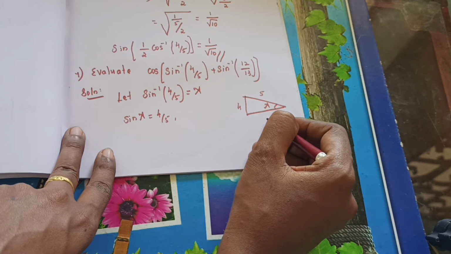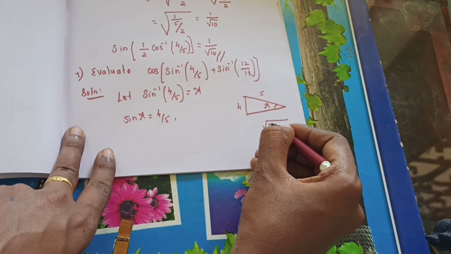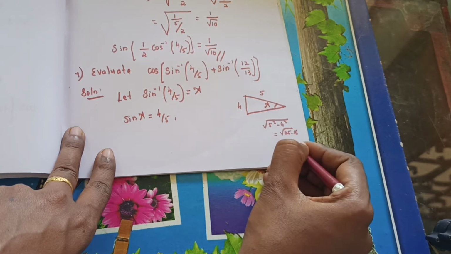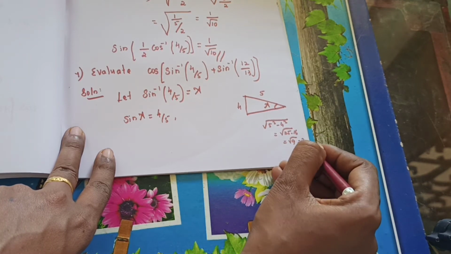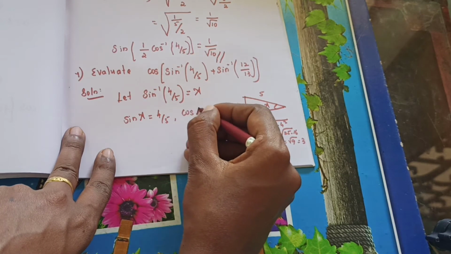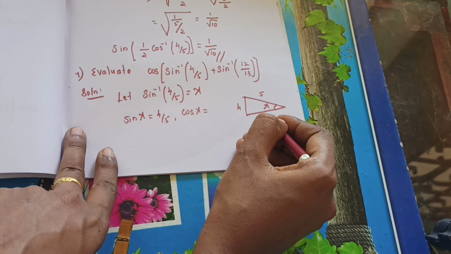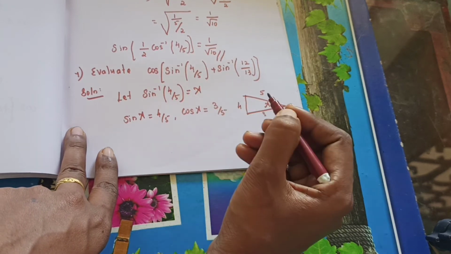So how will you do it? Square root of 5 square minus 4 square, that's equal to square root of 25 minus 16, that's equal to square root of 9, equal to 3. So what's the value for cos A? Sine is opposite side by hypotenuse. Next one, cos is adjacent by hypotenuse. Now 3 by 5. So this is the cos A value.